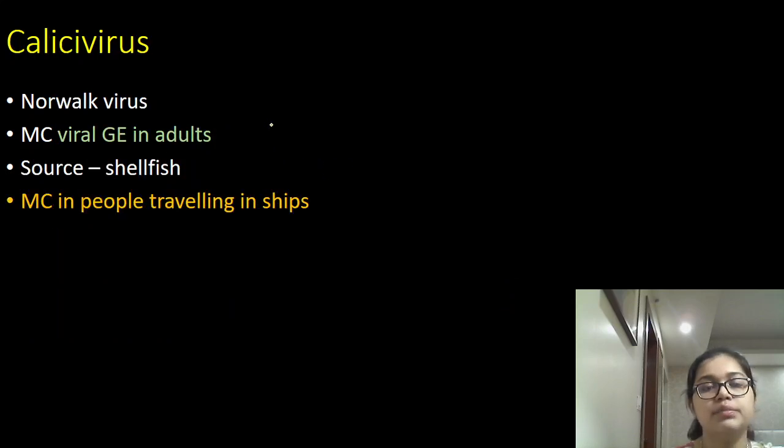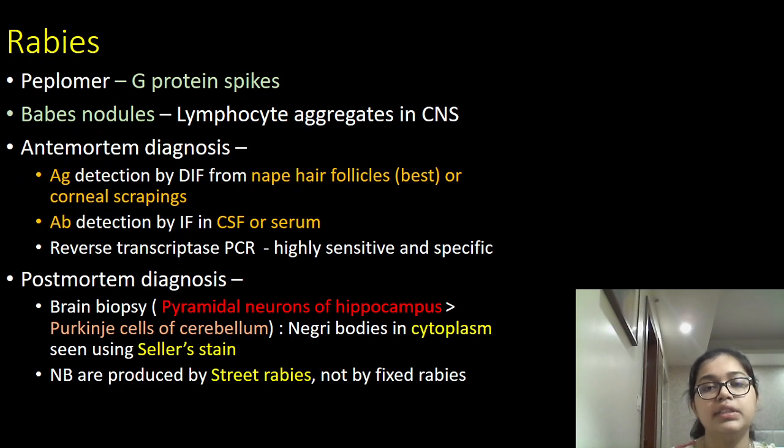Calicivirus, a non-enveloped virus, produces viral gastroenteritis in adults. The most common cause in adults is calicivirus, and the source is usually shellfish. If the question mentions ships and gastroenteritis in adults traveling in ships, the cause is likely to be calicivirus. Rabies, the attachment to the host cell is by G protein spikes. Babes nodules are lymphocytic aggregations seen in CNS tissue.